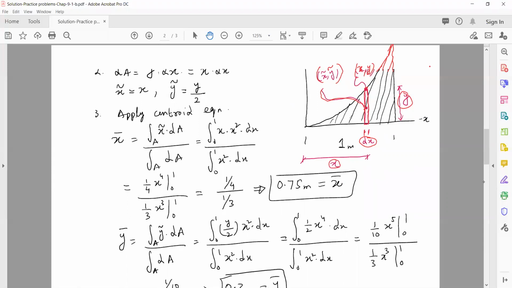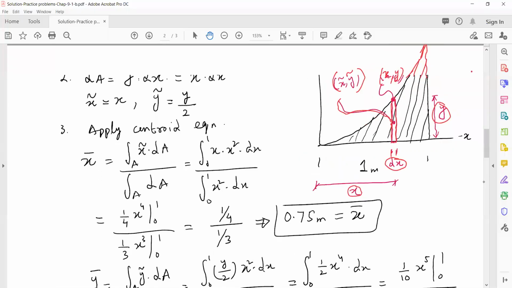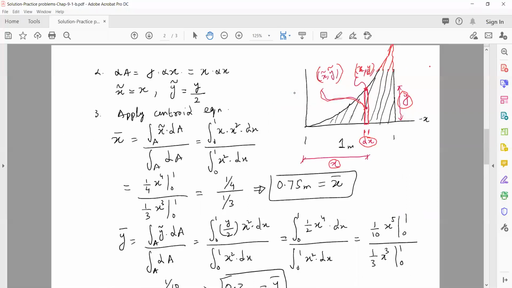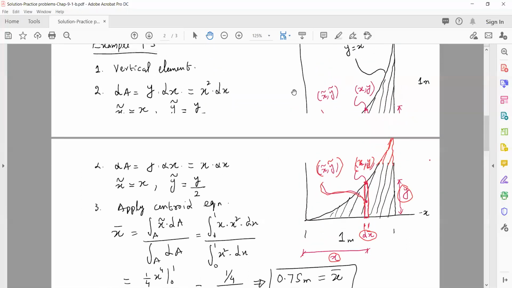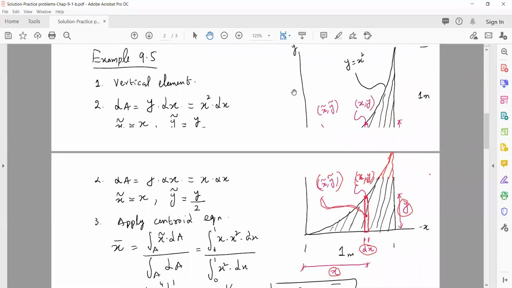Now let's take this distance as x, the centroid of this vertical element, and this is the length, which is y. Now we have all the things which we need, so we are done with the vertical element. Now let's find out the area, dA. What is dA? dA is the thickness times the length, so dx times y, right?